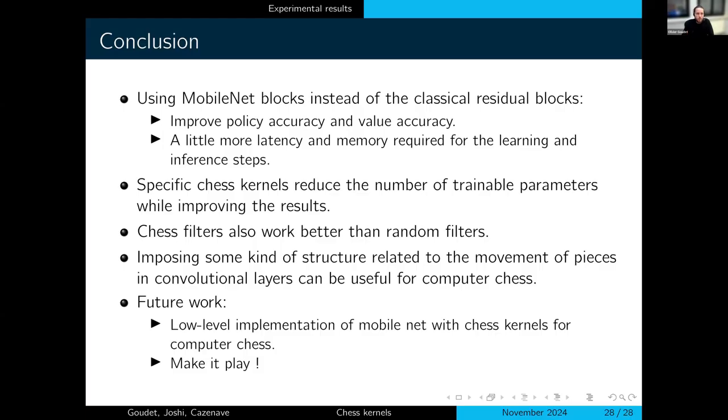And for future work, it will be interesting to develop a low-level implementation of the depthwise convolutional layer with chess kernels directly implemented in CUDA. And the new implementation will also enable the Lila Chess 0 engine to be played with this new architecture.